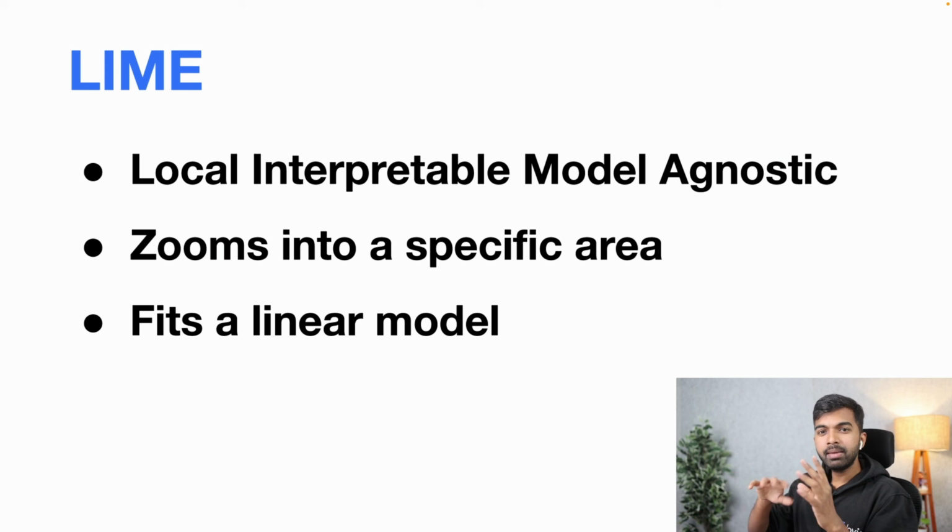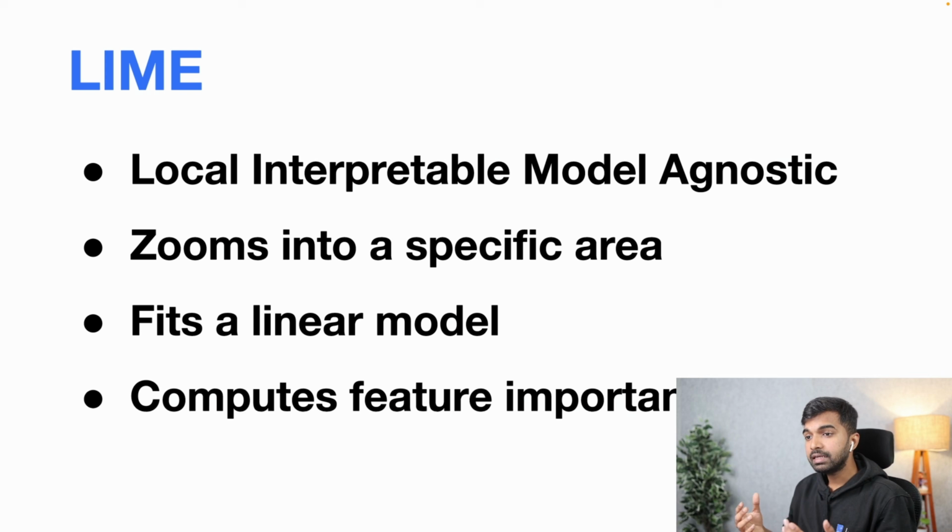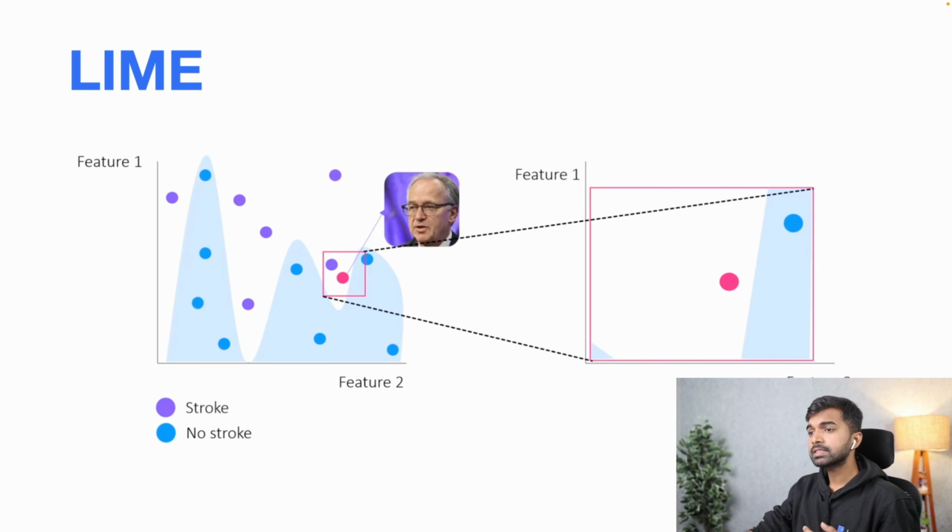So your model may be non-linear overall in the entire space of predictions, but if you really zoom into a particular example and look at the other examples around it, you can fit a small linear model to it. And then from there, you can compute feature importance using the linear model itself, right? So here's what I mean by that. I'm going to show you visually what that means.